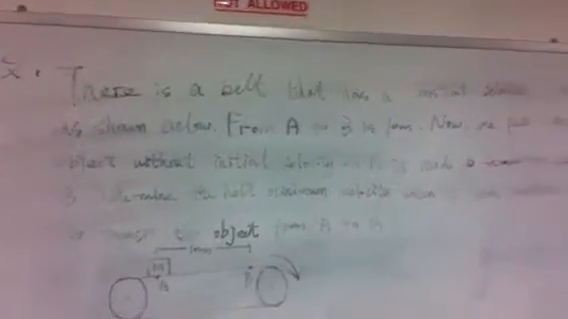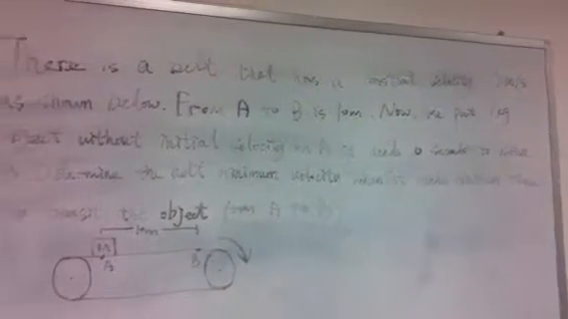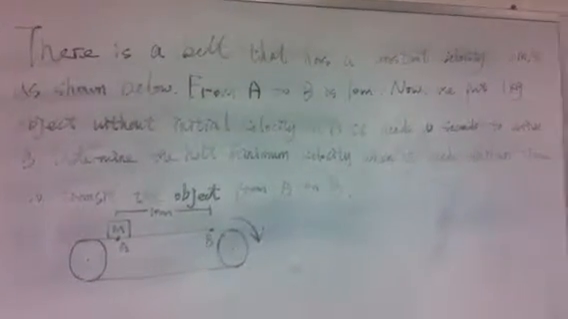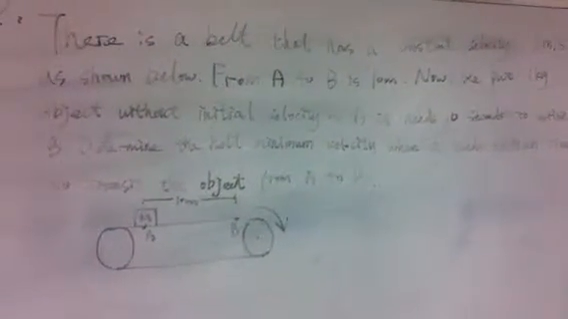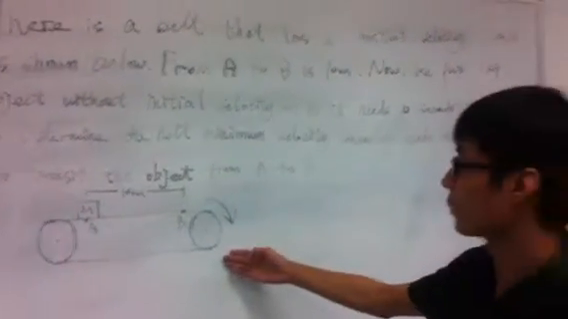There is a belt that has a constant velocity of 2 meters per second, as shown below. From A to B is 10 meters. Now we put a 1 kg object without initial velocity on A. It needs 6 seconds to arrive at B. Determine the belt's minimum velocity when it needs minimum time to transit an object from A to B. Just like this diagram.